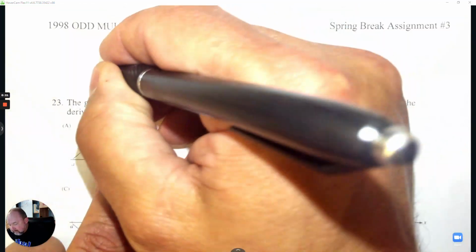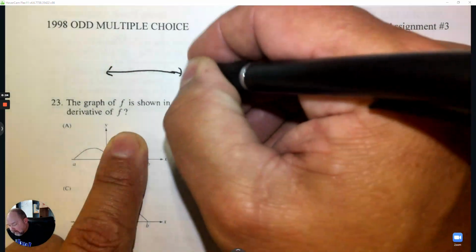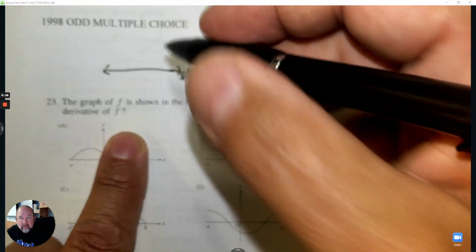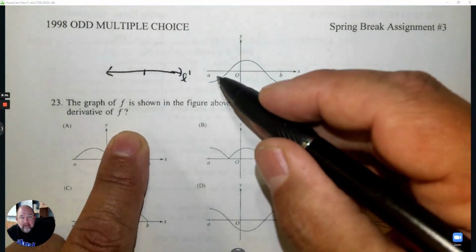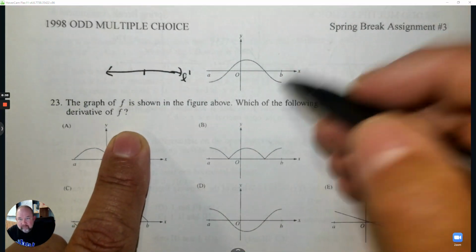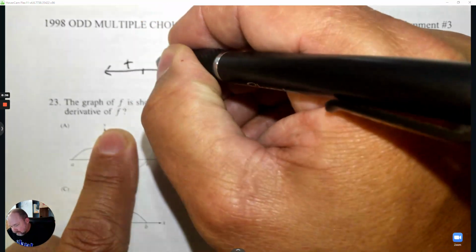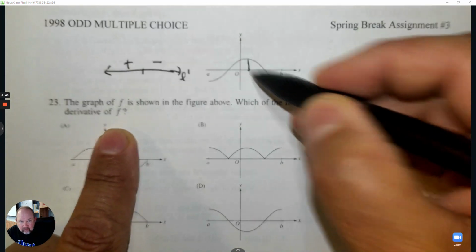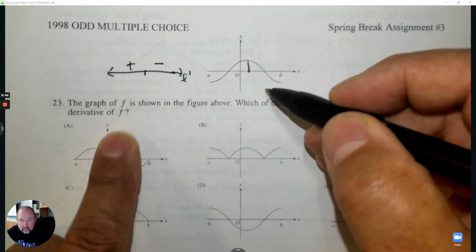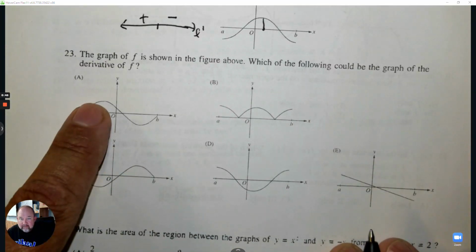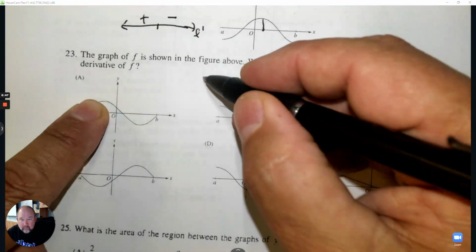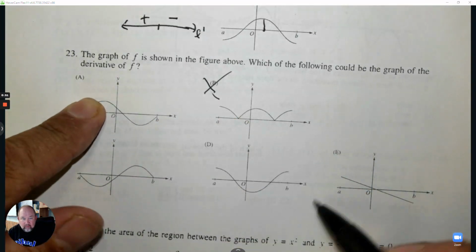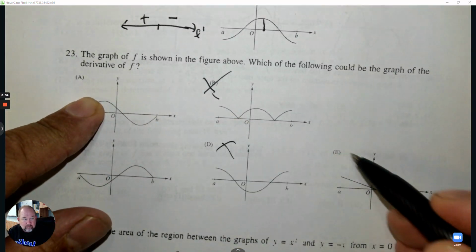A good first step is to draw a number line and understand, is there any turning points here? There's a turning point somewhere between A and B, and it goes positive to negative. So wherever that is, there should be an x-intercept where it goes above to below. So I see that. Nope. I don't see that. Again, it needs to go above to below.